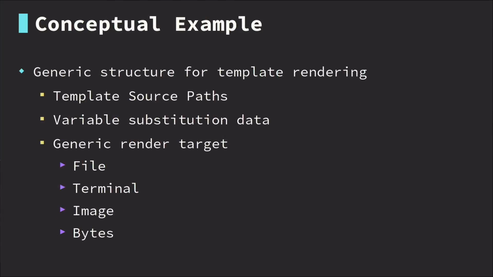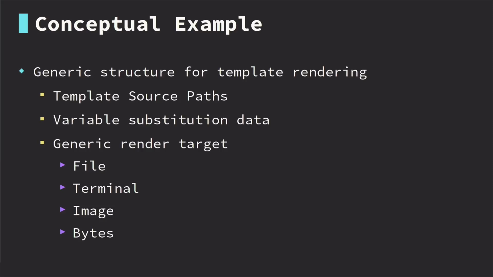Here's a conceptual example. We could imagine that we have a generic structure that represents a template rendering engine. The structure can encapsulate everything needed to generate templates. We can have template source paths, variable substitution data, and a generic render target. This generic render target could be able to render to files, terminal, image, or even directly as bytes, and that could be streamed over the internet, for example.